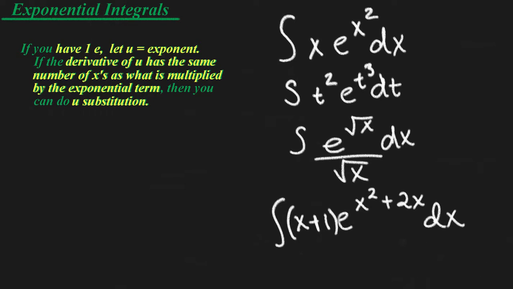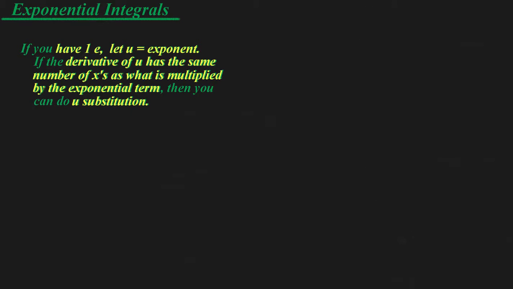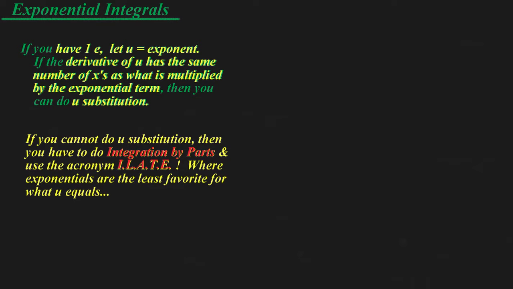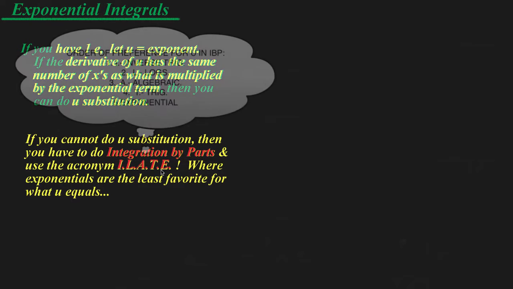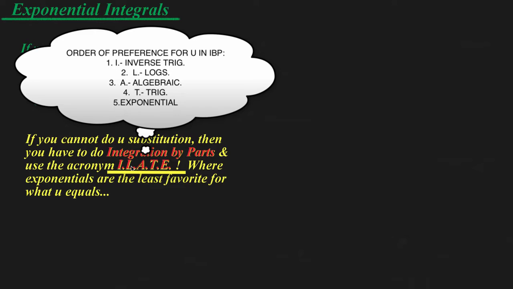Alright? What happens if I take the derivative of the exponent and I don't get what is in front, and I have one e? Well, in that scenario, you try integration by parts. Okay? So if you cannot do u substitution and you have one e, then you have to do integration by parts and use the acronym ILATE. If you don't remember integration by parts, go back and review. But ILATE: inverse trig, log, algebra, trig, and then least favorite for you is exponential.